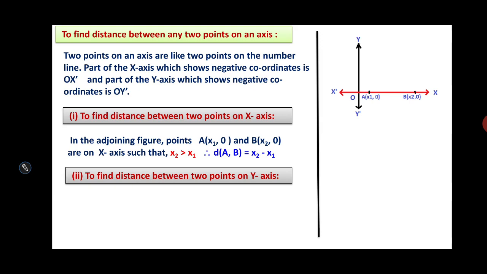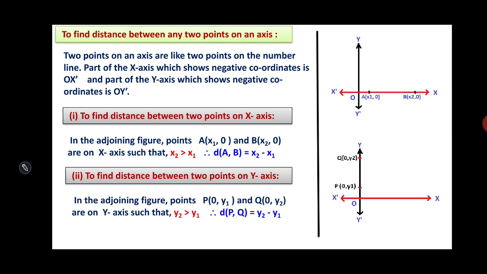To find the distance between two points on the y-axis, you can see in the figure. See that in the adjoining figure, point P which has coordinate (0, y1) and Q which has coordinate (0, y2) are on the y-axis such that y2 is greater than y1. Then the distance between this point PQ is y2 minus y1.